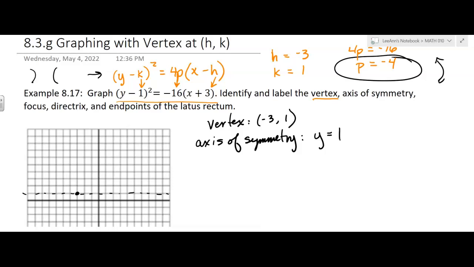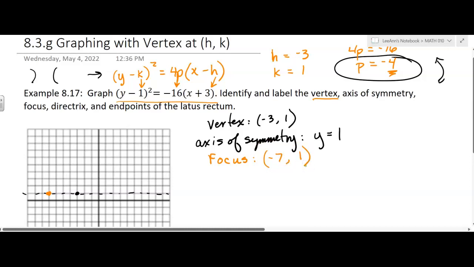The focus, all right, we'll go to orange. The focus is going to be, now this is how I would do it. There's my vertex, and it has to be 4 to the left, right? Okay, correct. So 1, 2, 3, 4. It's going to be right there. And I know the coordinates at that point. They're integers. And so it's going to be (-7, 1). That's going to be the focus.